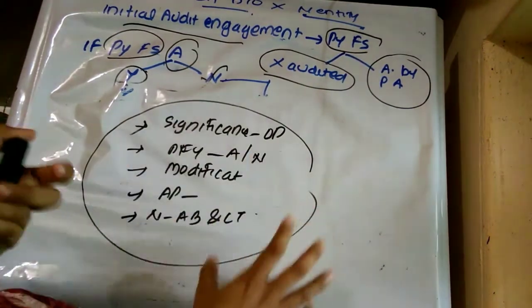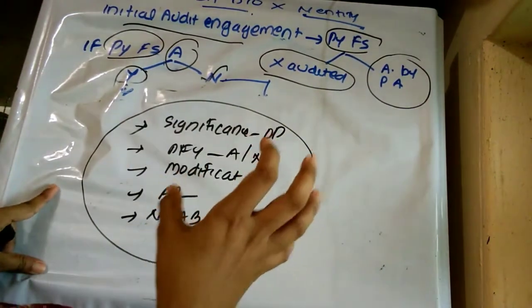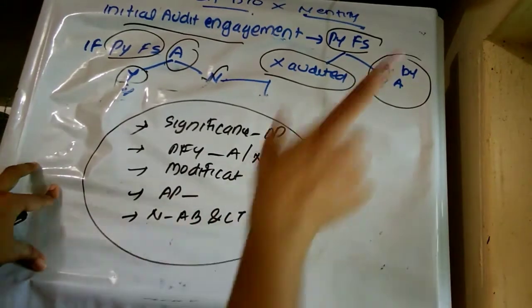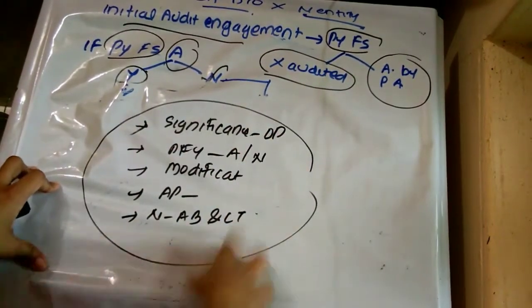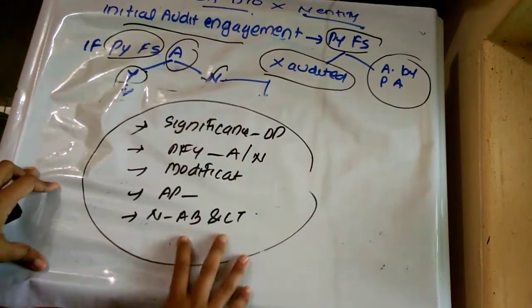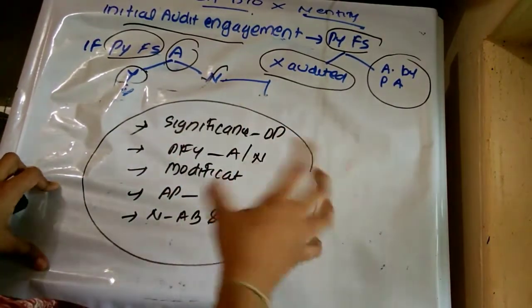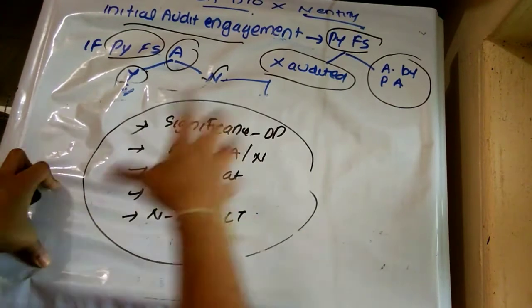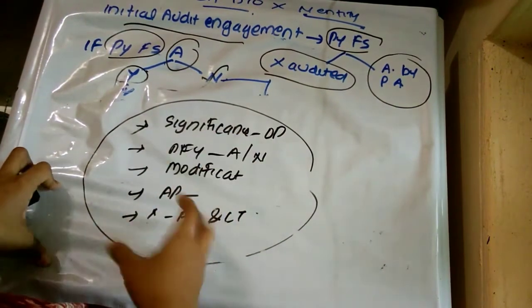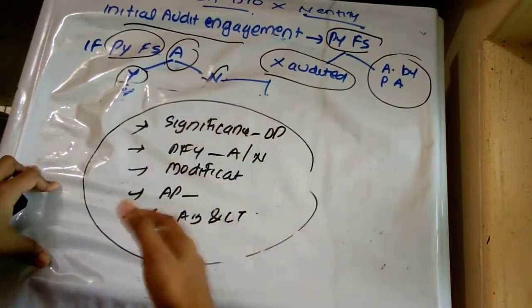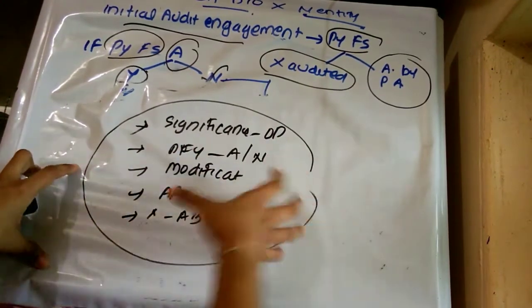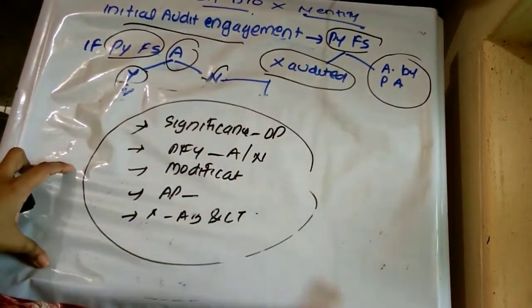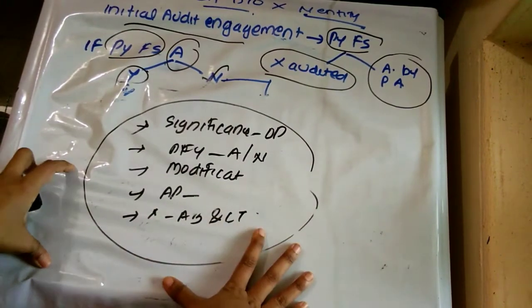So initial audit engagement is nothing but an audit engagement where the previous year financial statements were not audited or were audited by a predecessor auditor. This is not applicable to a newly established entity. The auditor has to check whether the previous year financial statements are audited or not audited. In case they are audited, the auditor checks whether there exists any modification. Where there exists any modification, the auditor has to determine whether it has been resolved or not resolved. If it is not resolved, the auditor shall issue a modification to the audit report.